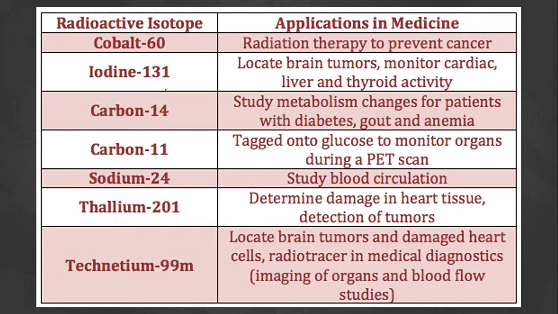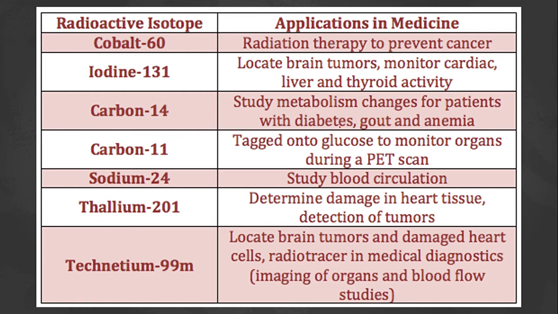Another one is iodine-131. It is used to locate brain tumors, monitor cardiac, liver, and thyroid activity. Okay? So, para malaman kung maayos pa ba yung functioning ng mga internal organs natin na yan. So, ginagamit ang iodine-131 to determine the activity of these internal organs. Another one is carbon-14, used to study metabolism changes for patients with diabetes, gout, and anemia.